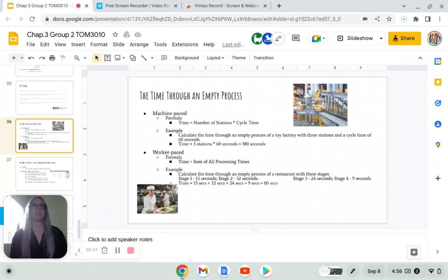So for example, in a restaurant with 4 stages, the formula to find the time to serve 1 meal would be stage 1, 15 seconds, plus stage 2, 32 seconds, plus stage 3, 24 seconds, and finally stage 4, which is 9 seconds, for a total time of 80 seconds. All right.